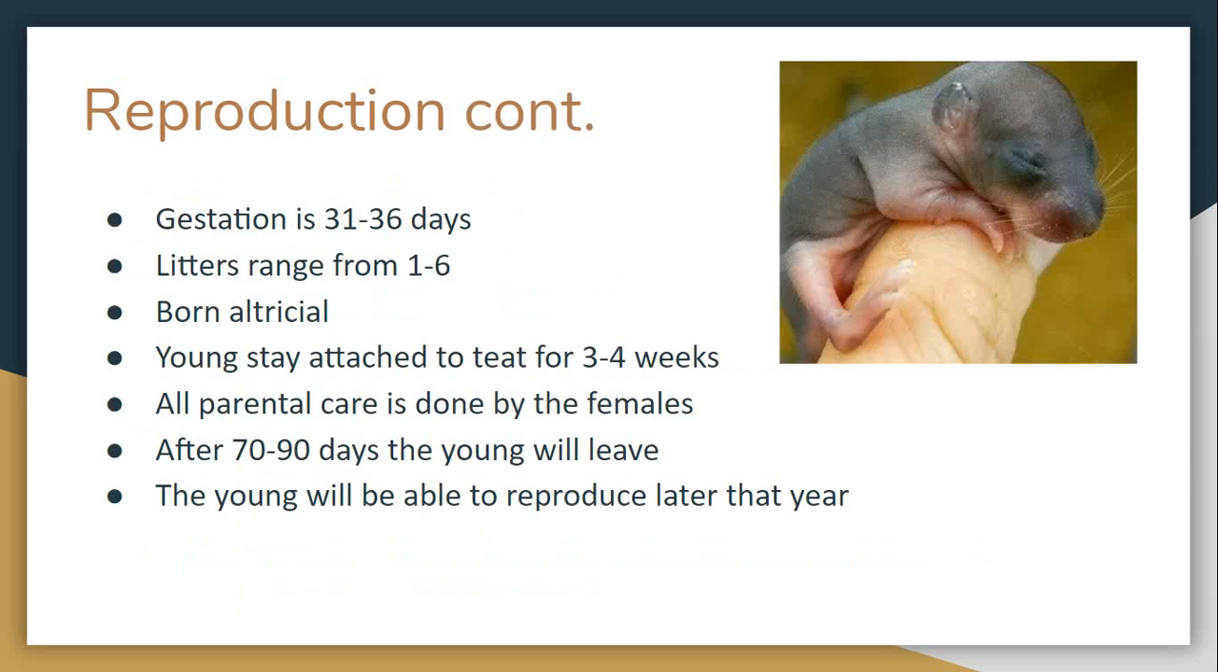The gestation of the eastern wood rats is 31 to 36 days. Their litter sizes range from 1 to 6 pups. Those pups are born altricial. The young stay attached to a teat for 3 to 4 weeks, and all parental care is done by the females. The males have no impact on the raising of the young. And after 70 to 90 days, the young will leave their mother, and they will be able to reproduce later the year that they were born, so later that year.